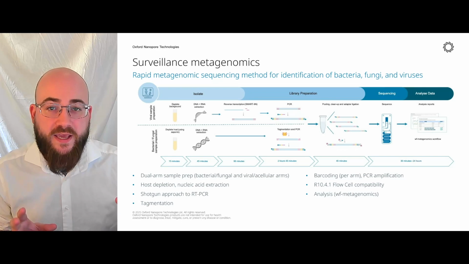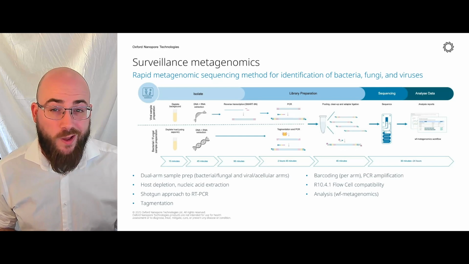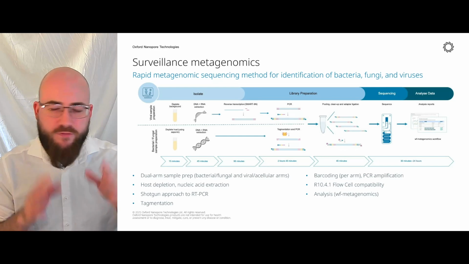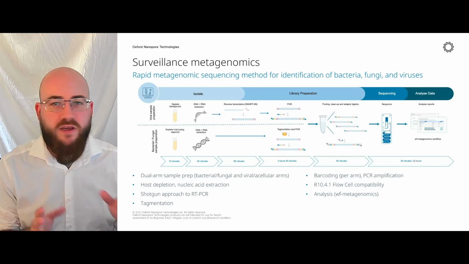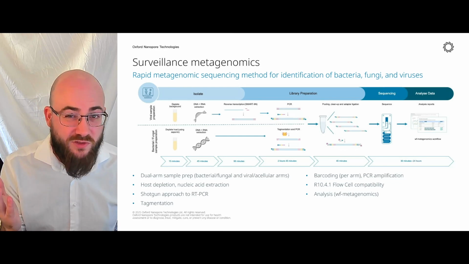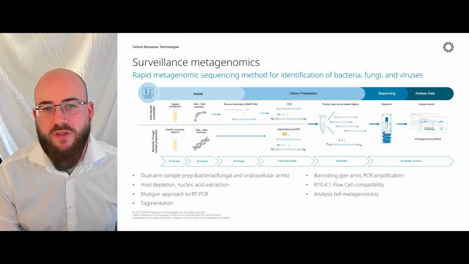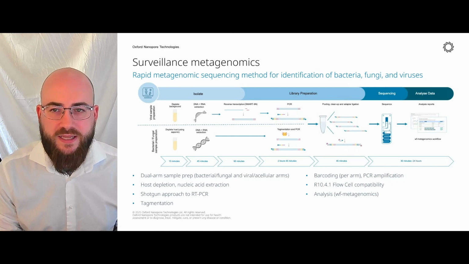Now, this split here can be really important, really useful for us, because if you're only interested in one kind of thing, you can just look at that. If you're only looking at bacteria, fungi, do that arm. If you're only interested in viral stuff, do that arm. If you're interested in everything, you can do both. It's up to you, and it will be flexible in that way.